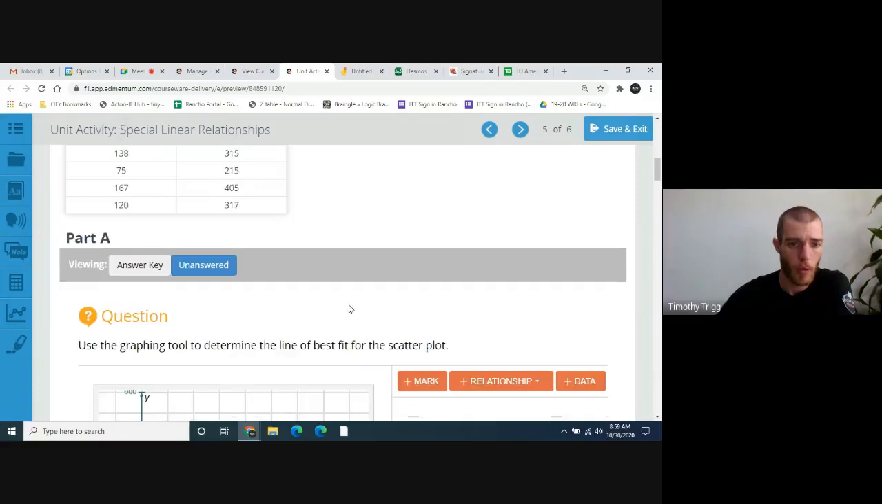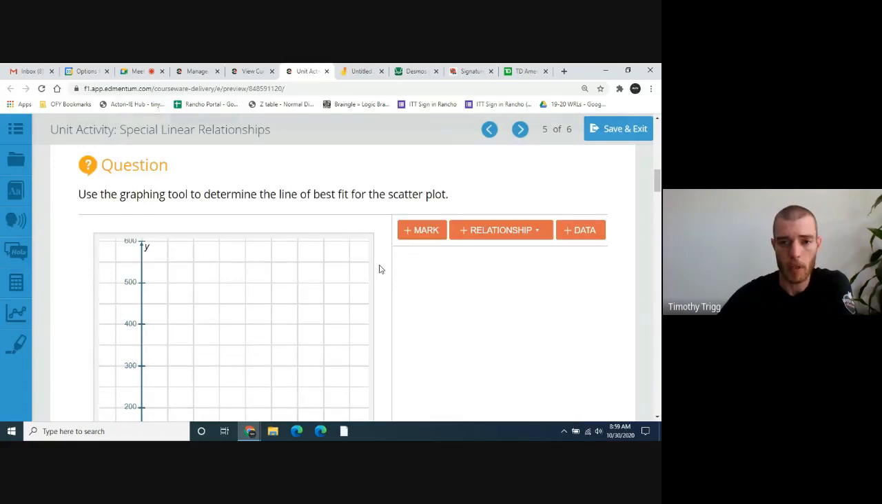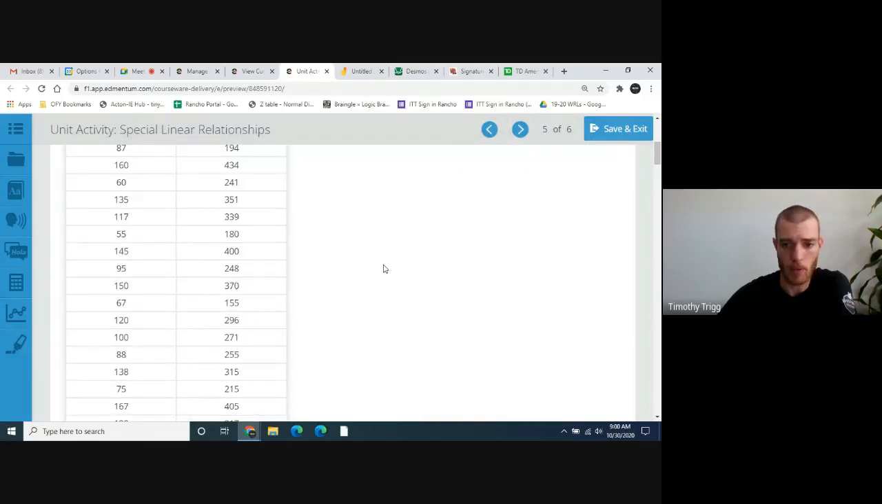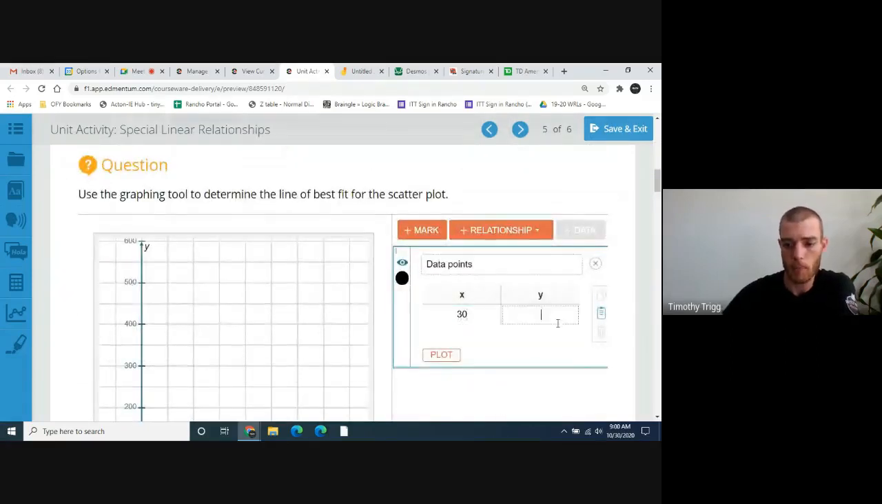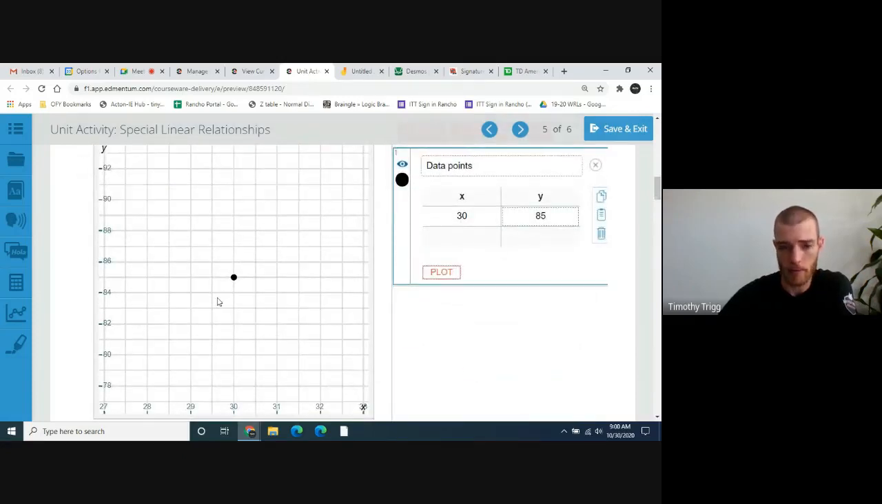Okay, so use the graphing tool to determine the line of best fit for the scatter plot. First, go ahead and click on the data button here. Then you're going to put in the data found right here. The first piece of data is 30 minutes, 85 feet. So for the X, you'll put 30. For the Y, you'll put 85. When you press plot, you can see it plots onto the graph. So far we only have 1 point, but you can see it's 30, 85 right there. 30 on the X, 85 on the Y.